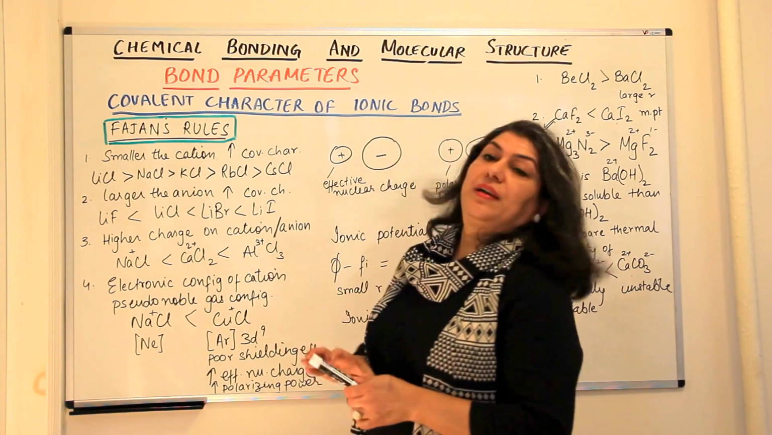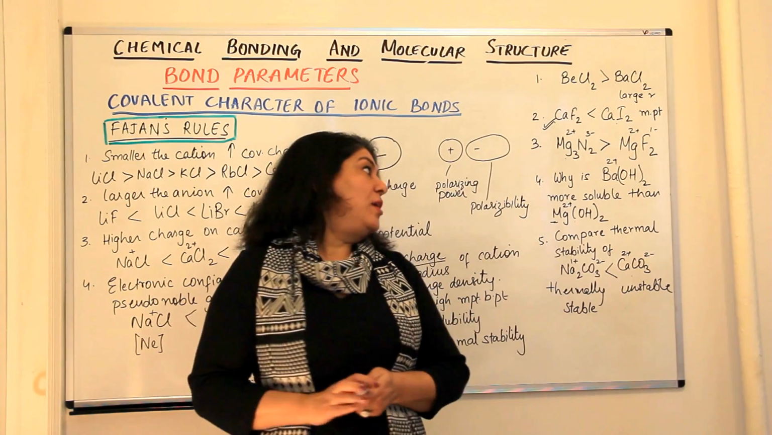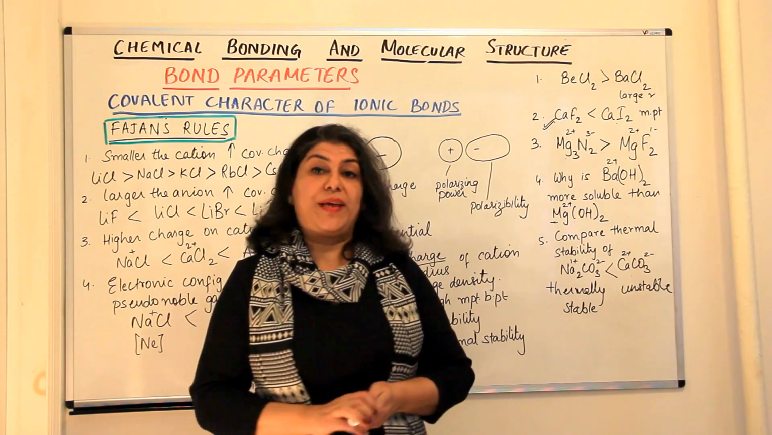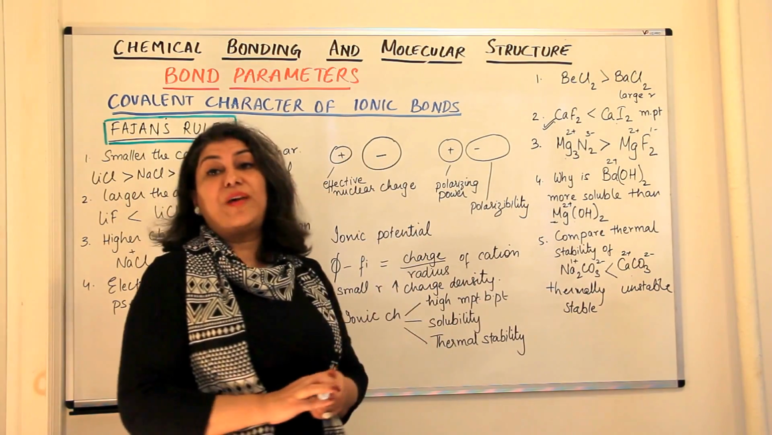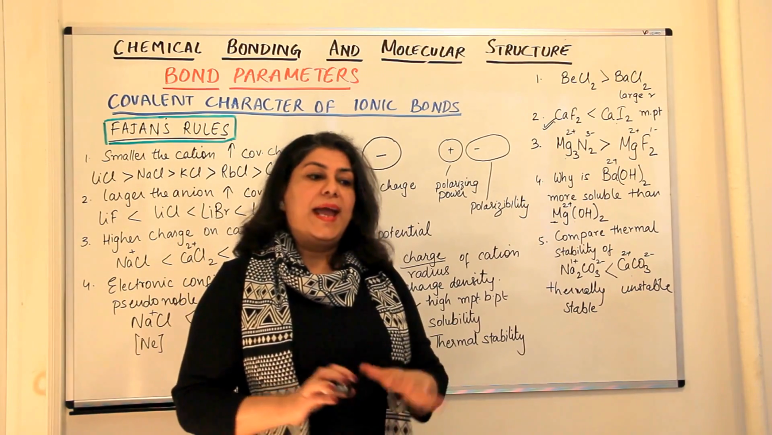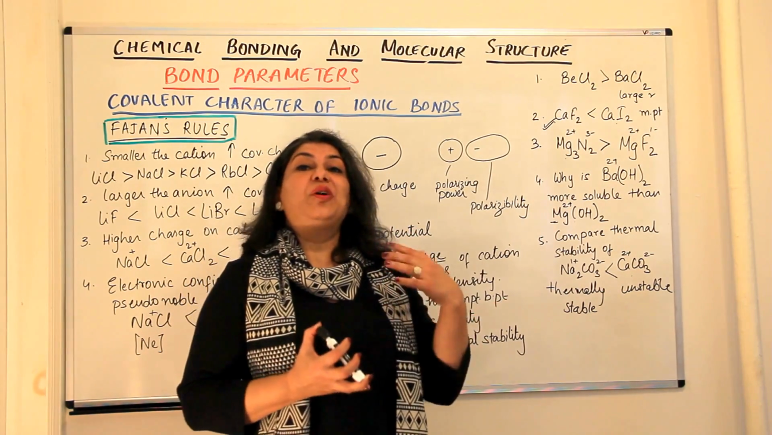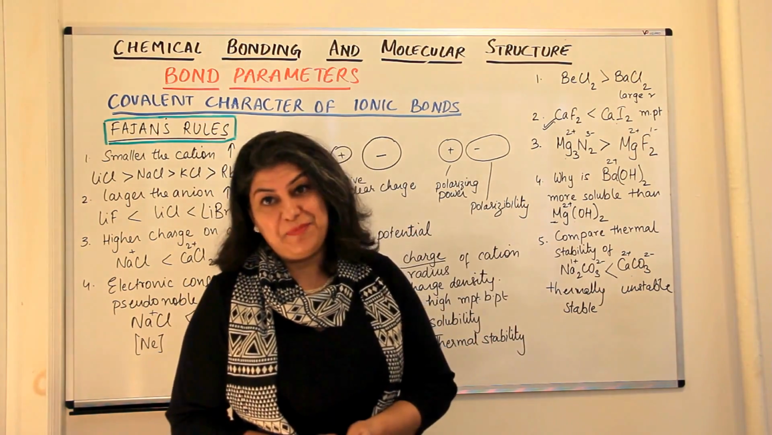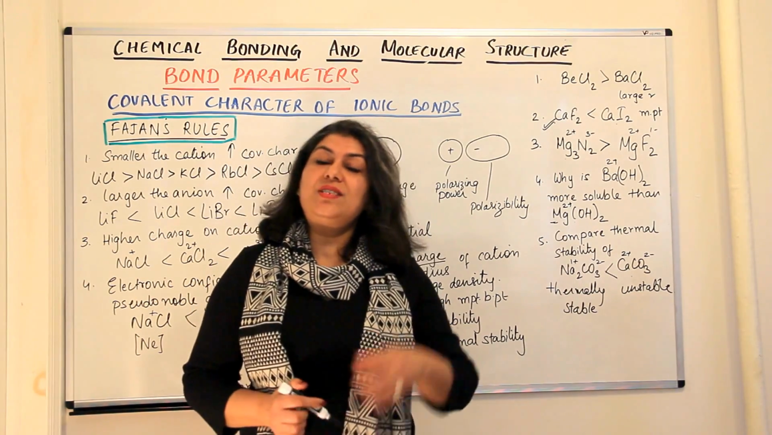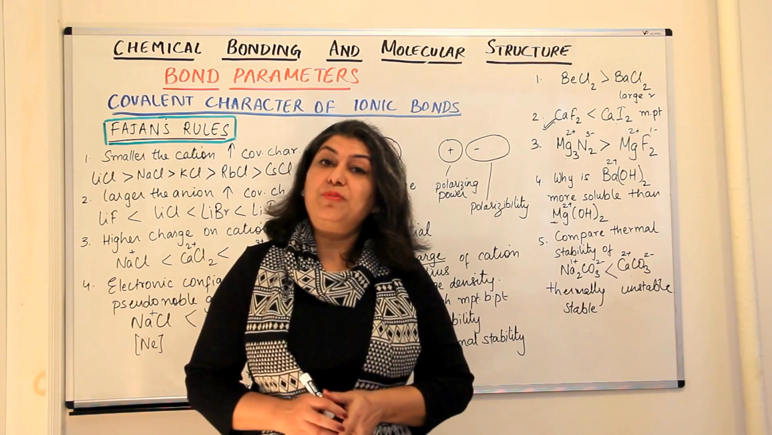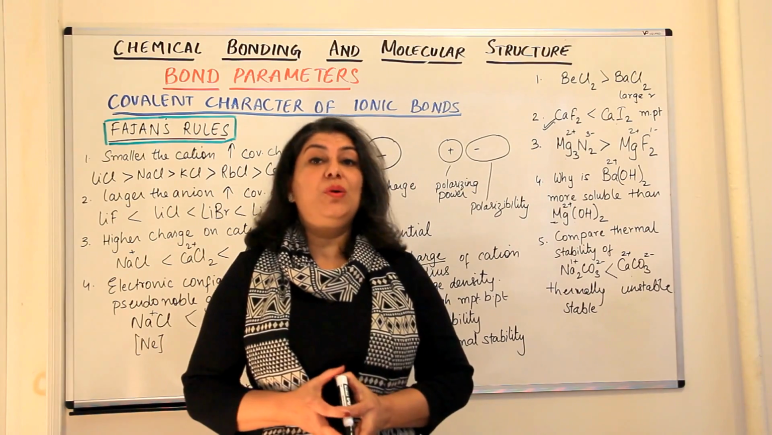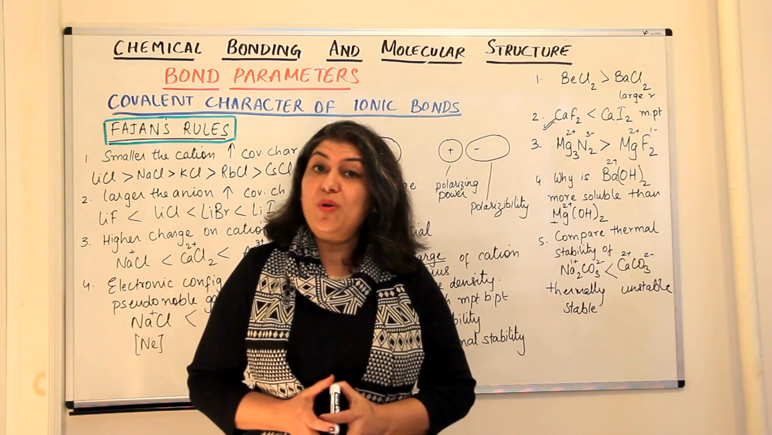So these were Fajans' rules and how to use them to explain the different properties of ionic and covalent compounds, and to explain the covalent character in ionic compounds. So with this, we come to an end to this subtopic. In the next video, I'll be telling you about the VSEPR model.